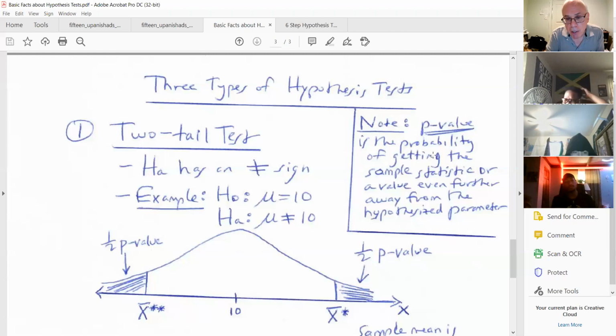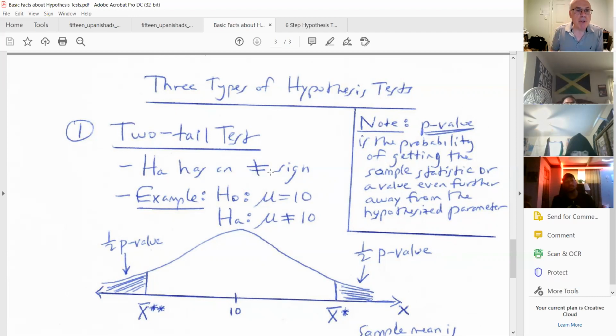What is the definition of p-value? It's the probability of getting the sample statistic or a value even further away from the hypothesized parameter. Let me say it again. It's the probability of getting the sample statistic or something even more or even further away from the hypothesized parameter. So let's do an example and I'll tell you what it means, all right? One type of test is called a two-tailed test. What is a two-tailed test? It's where the alternative hypothesis has a not equal sign, all right?